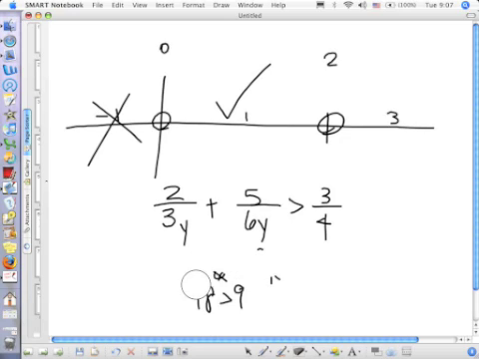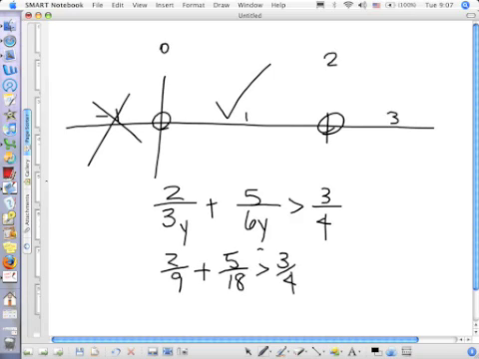And if y is equal to 3, that's 2/9 plus 5/18 is greater than 3/4. Common denominator for 9, 18, and 4 would be what? 36. Multiply by 36. 9 goes into 36 4 times. 18 goes into 36 twice. 4 goes into 36 9 times. So that's 8 plus 10 is greater than 27. False. So is this and or, Ryan?